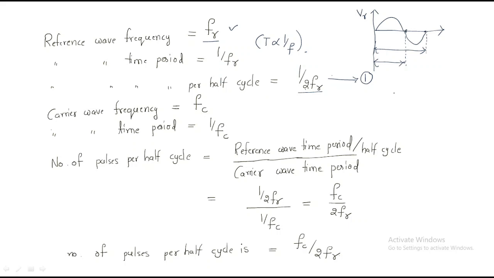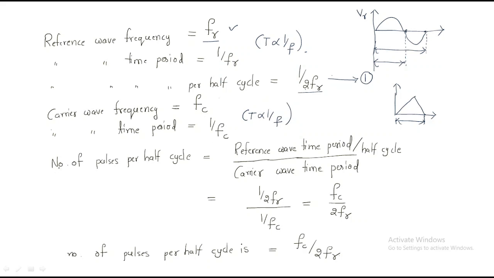What is the carrier wave? The carrier wave looks like this. This is the triangular wave. This is the carrier wave time period. The carrier wave frequency equals Fc, for example, and the carrier wave complete time period equals 1 by Fc. Simple reason: the relation between time period and frequency is T equals 1 by F.